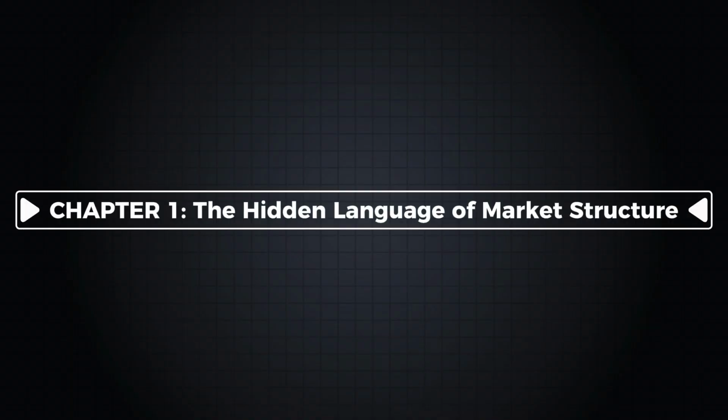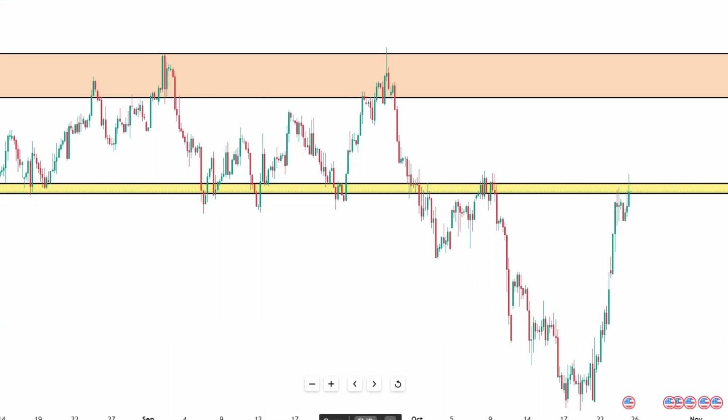Let's build the conceptual foundation here. Market structure is not about lines and labels. It's about storytelling through movement. Every impulse and pullback is a sentence the market writes. The highs and lows are just punctuation marks that reveal who is in control, buyers or sellers.